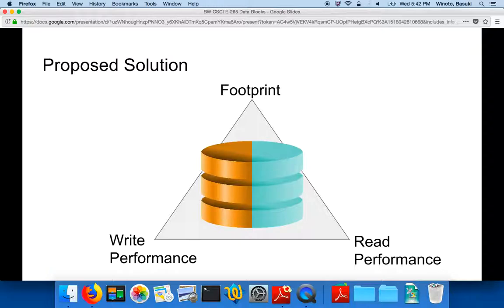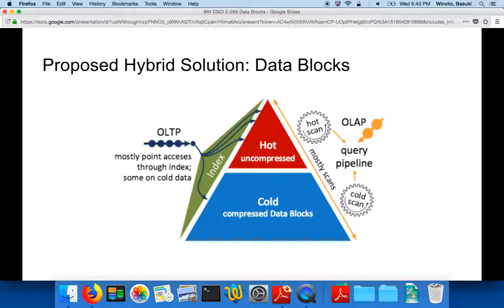But then we have to remember, on any solutions or any systems, more often than not we have to deal with footprint, then read performance, and the third aspect would be write performance. And very often we cannot choose all three, but we have to give some consideration, or compromise on which lever we want to pull more in our solutions, right?